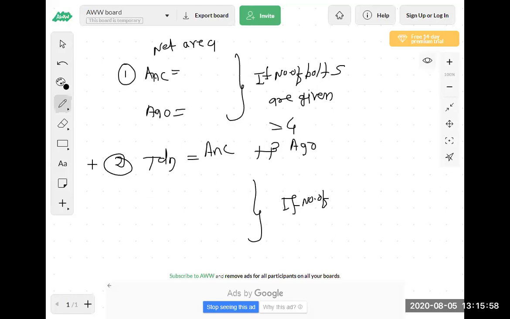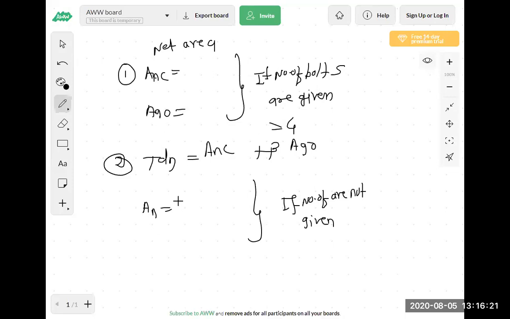Second condition, if the number of bolts is not given, then you have to use the formula of AN. Instead of ANC and AGO, you have to use AN. So AN is nothing but AG minus N into DH into T.